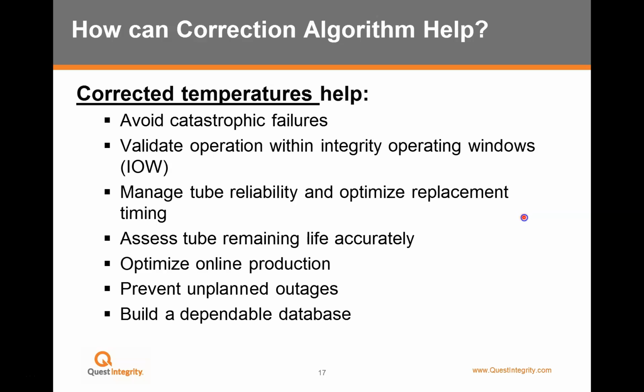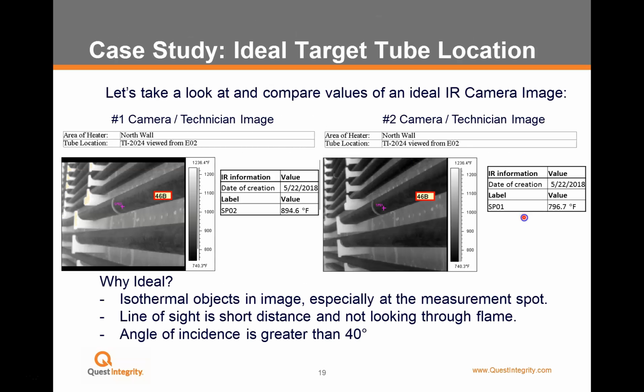So let's look at a few case studies of how we use this technology, and how we were able to apply these algorithms to correct the temperatures of the two images I showed earlier. Again, they were taken by two different technicians with different instruments. Now, this is actually considered an ideal image. If there's any two spots that would yield similar temperatures, it would be these two locations. The reason is that the temperatures in these images are isothermal, where the spot is located at least. For the line of sight, you're not shooting through a lot of flame, so these spots are relatively close to where the sight door would be.